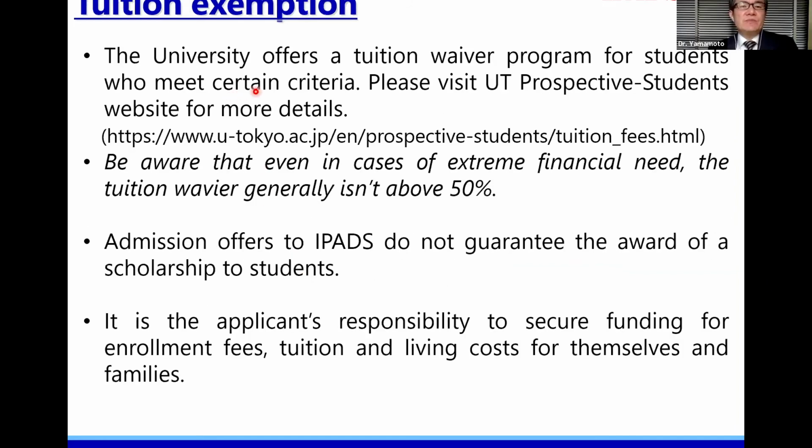And also, the University of Tokyo offers a tuition waiver program for students who meet certain criteria. If you are interested in this tuition exemption, please visit the UT prospective student website for more detail. Please be cautioned that even in a case of extreme financial need, the tuition waiver generally isn't above 50%. Admission offers to IPAS do not guarantee the award of a scholarship to a student. And this is a very important point. It is the applicant's responsibility to secure funding for enrollment fees, tuition, and living costs for themselves and their families.